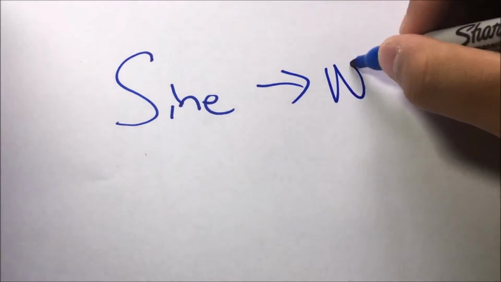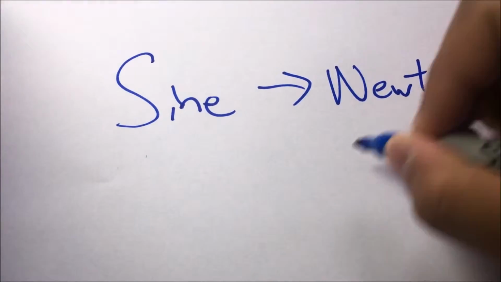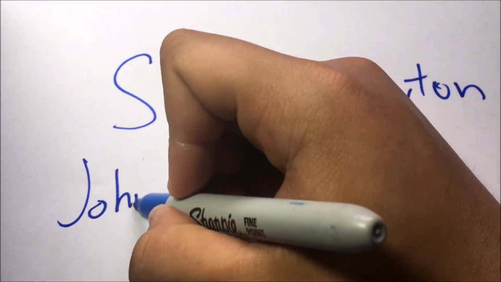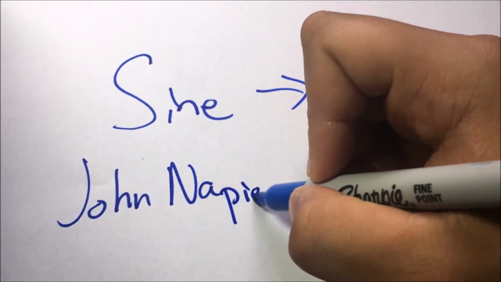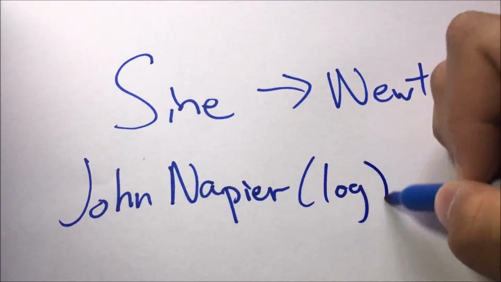It was Isaac Newton who found the series of sine x with help from Scottish mathematician John Napier, who earlier had published his works on logarithms.